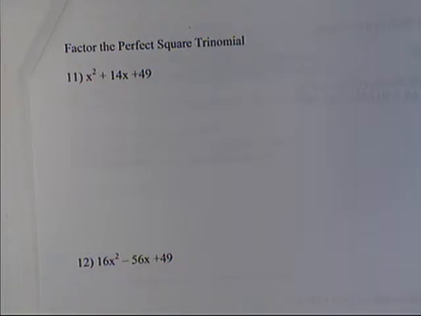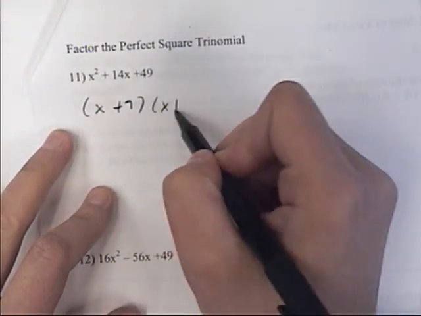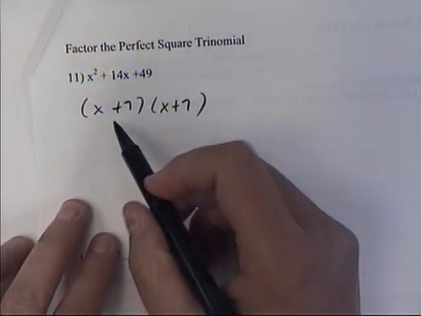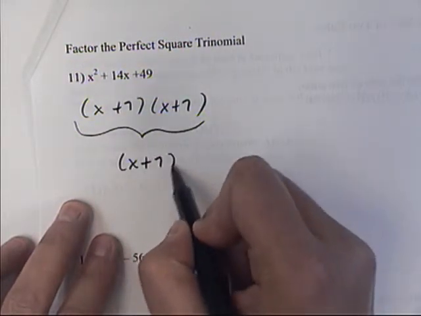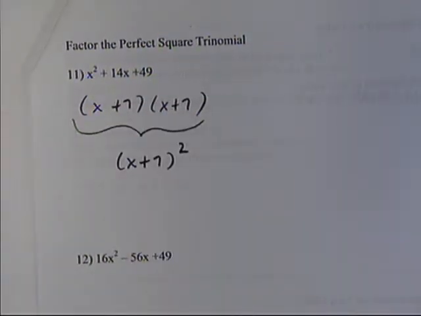Factor the perfect square trinomial. Well, this one should be pretty easy. This is just x plus 7 times x plus 7. But when we want to simplify that completely, you can actually put this together as x plus 7 quantity squared. Because there's two of them. Something times itself is that thing squared, right? So we can write it like that.